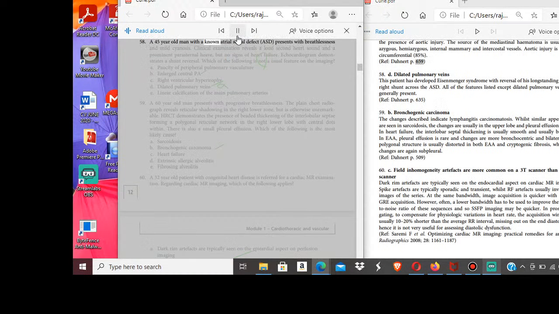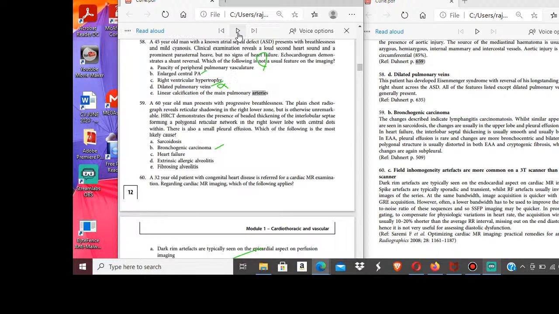58. A 45-year-old man with a known atrial septal defect, ASD, presents with breathlessness and mild cyanosis. Clinical examination reveals a loud second heart sound and a prominent parasternal heave, but no signs of heart failure. Echocardiogram demonstrates a shunt reversal. Which of the following is not a usual feature on the imaging? A. Paucity of peripheral pulmonary vasculature. B. Enlarged central pulmonary arteries. C. Right ventricular hypertrophy. D. Dilated pulmonary veins. E. Linear calcification of the main pulmonary arteries.